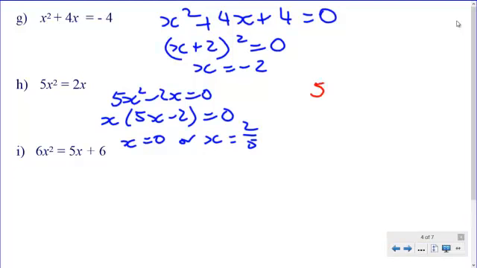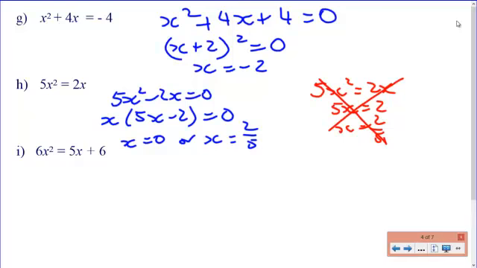Some students want to solve this equation by dividing both sides by x. That means we get 5x is equal to 2, x equals 2/5. You may notice that that does not give us the x equals 0 solution. That's because when we divide both sides by x, that only works if x is not equal to 0. So don't do this.